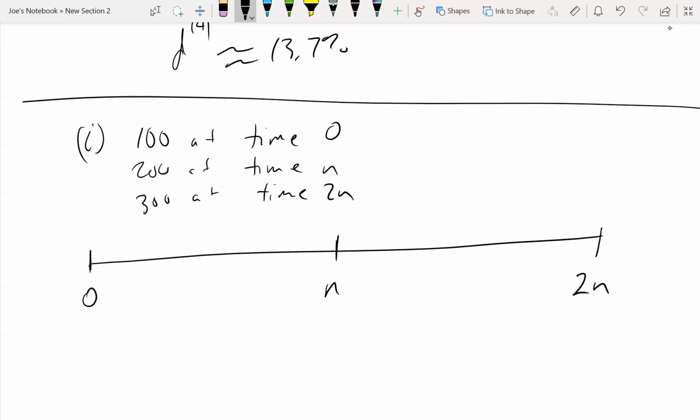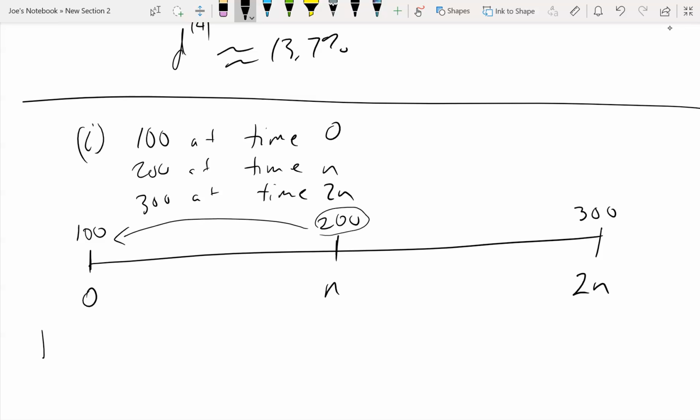All right, so I don't have the exact times here, so that's why I just used the n and the 2n, and I didn't bother putting a scale for the rest of it. But when you're drawing these time value diagrams, typically what you do is you put the payments at those various times. So we've got 100 at time 0, 200 at time n, 300 at time 2n. And we need to move all of these things back. So this is a value at time n, and I need to move it backward to time 0.